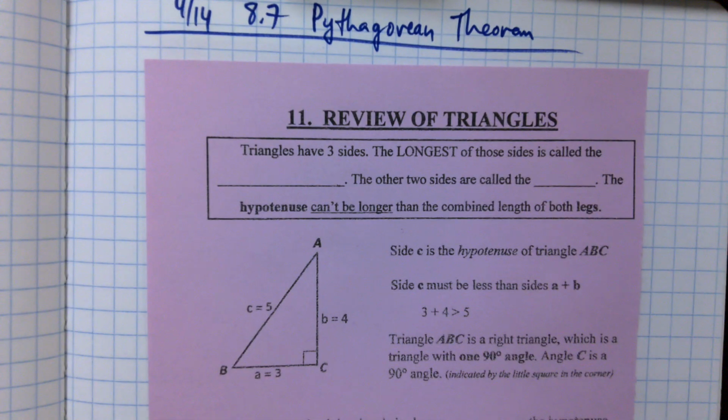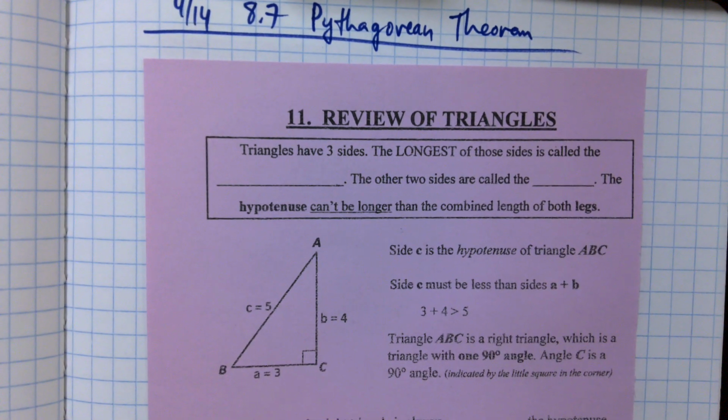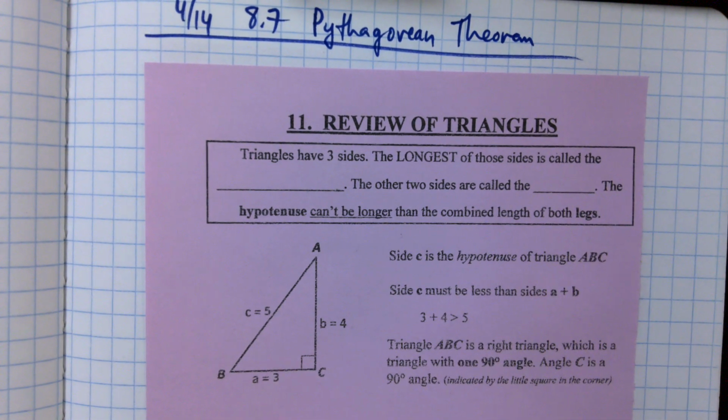Hopefully all of us, right? Anything else we know about triangles? That's all we know about triangles? They're a triangle. Yeah, there's different types of triangles. What are some different types of triangles?